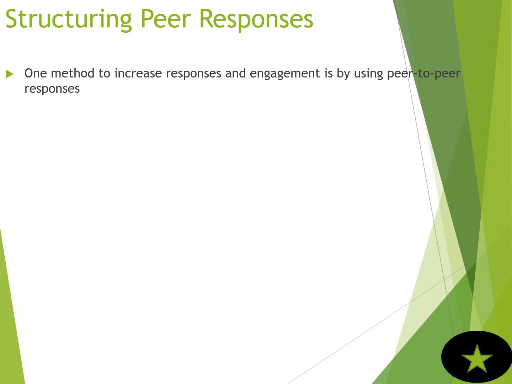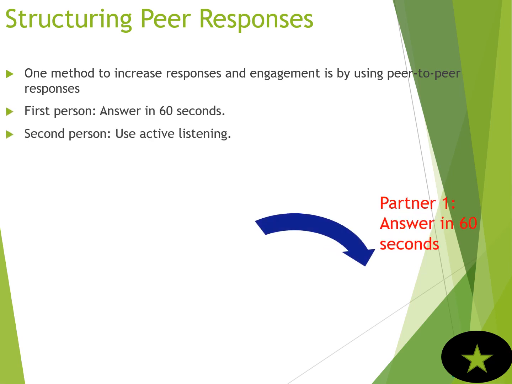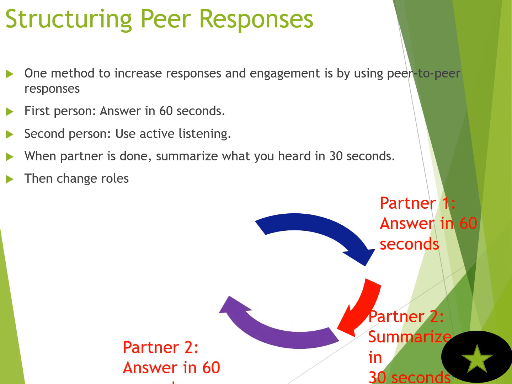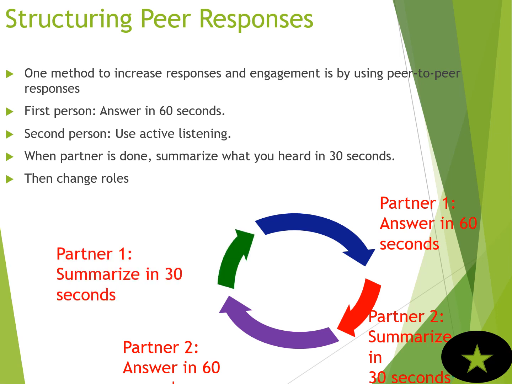So, structuring peer responses. One method to increase responses and engagement is by using peer-to-peer responses. The first person answers in 60 seconds. The second person uses the act of listening. When the partner is done, summarize what you heard in 30 seconds. Part two is the same thing. And there's the final product.